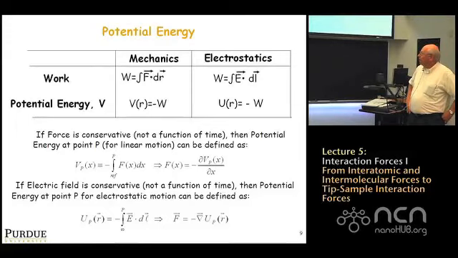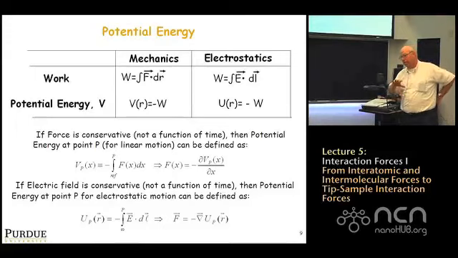And likewise, you can define a potential energy, capital U of R, where U of R is defined to be the negative of the work that you do. These are formal definitions that you've all struggled with when you took electricity and magnetism in your introductory physics classes. Why is this such a big deal?